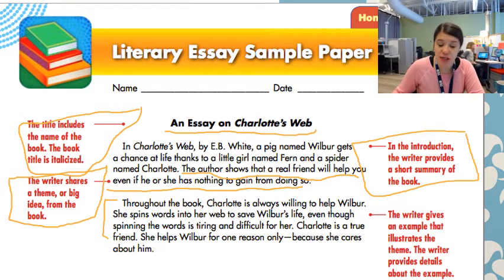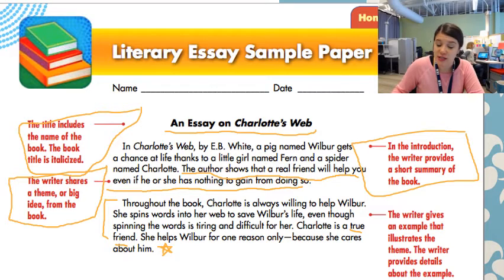Throughout the book, Charlotte is always willing to help Wilbur. She spins the words into her web that will save Wilbur's life, even though spinning the words is tiring and difficult for her. Charlotte is a true friend. Notice how this theme from the thesis in the introduction comes back up here. And she helps Wilbur for one reason only, because she cares about him. Again, the theme is connected to the thesis here.